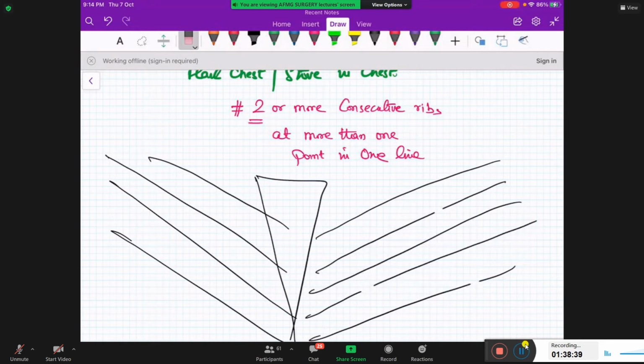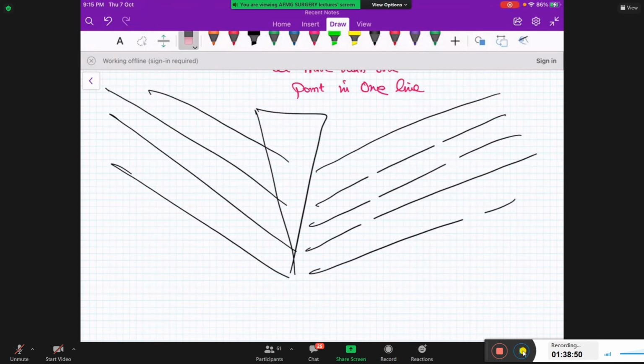Will this lead to flail chest? No? Will this lead to flail chest? More consecutive ribs. This is something important, right?